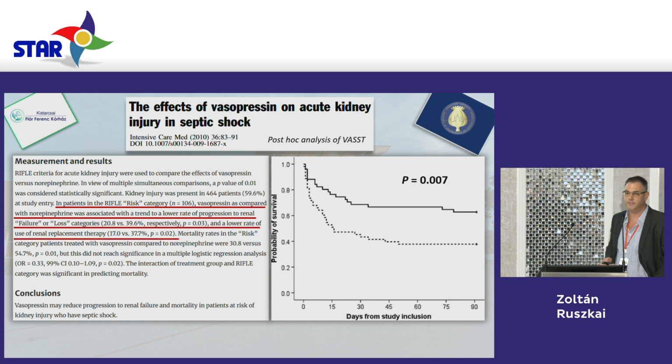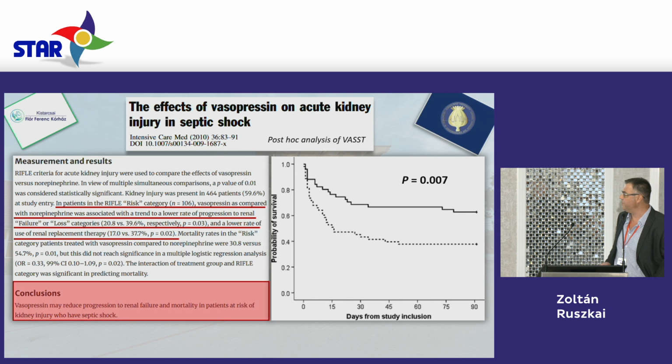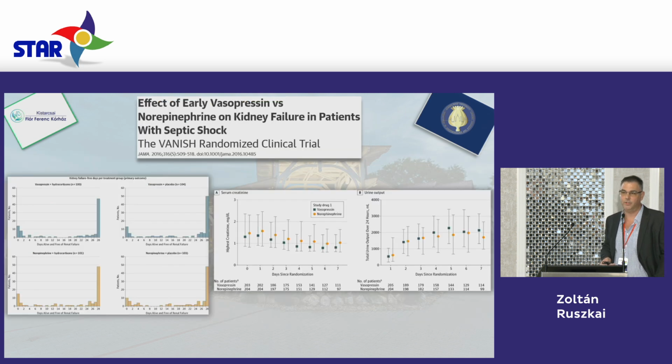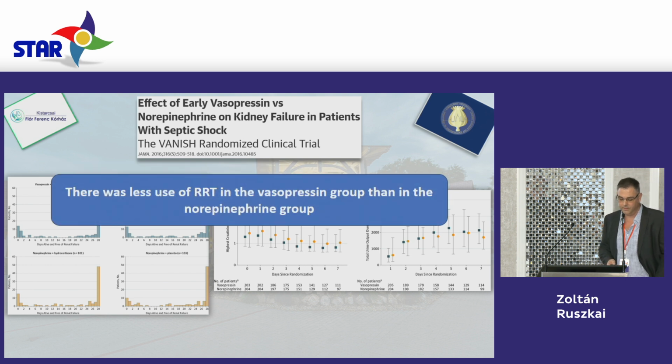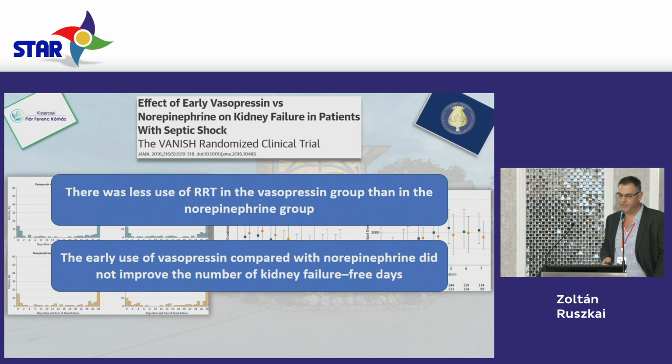This was a post-hoc analysis of the VAST trial, and they found that vasopressin may reduce progression to renal failure and mortality in patients at risk of kidney injury who have septic shock. And the VANISH trial strengthened these findings, and they found that there was less use of renal replacement therapy in the vasopressin group than in the norepinephrine group. And the early use of vasopressin, unfortunately, did not improve the number of kidney failure-free days.